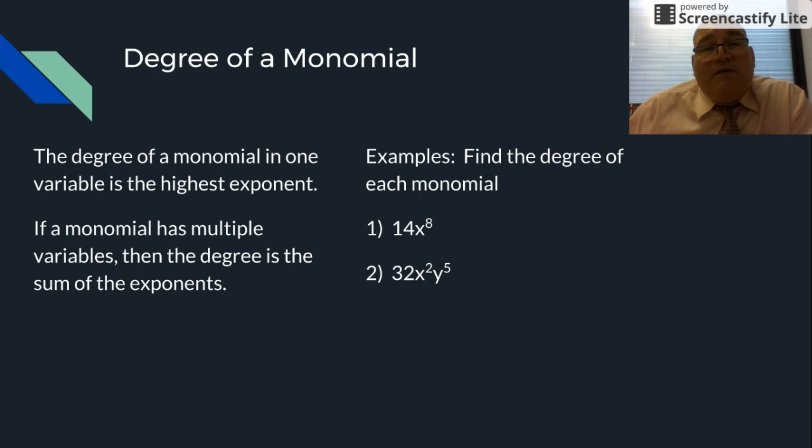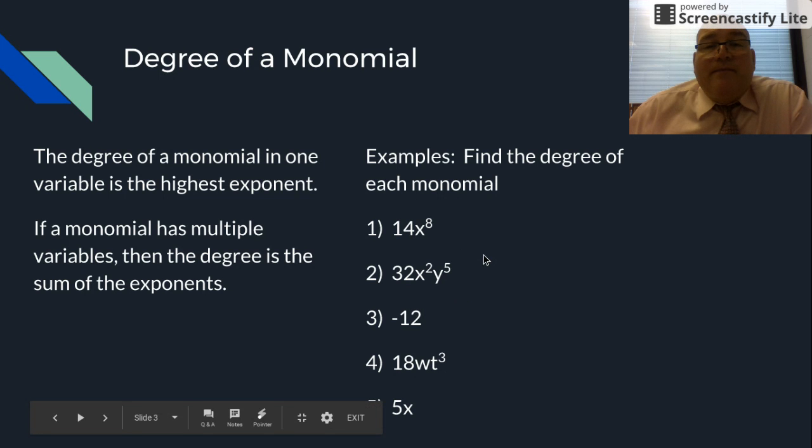14x to the 8th, 32x squared y to the 5th, negative 12, 18wt cubed, and 5x. Those are our 5 monomials. Let's find the degree.